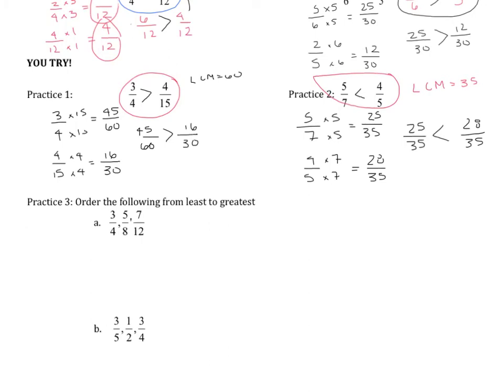Alright, here are your answers for practice 1 and practice 2. We should have gotten that 3/4 was greater than 4/15. 3/4 is greater than 4/15. And then for practice 2, that 5/7 is less than 4/5. 5/7 is less than 4/5.